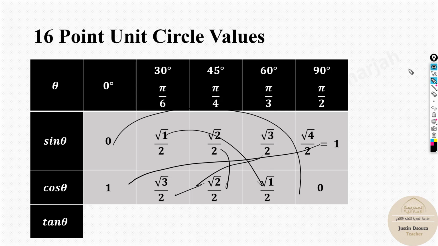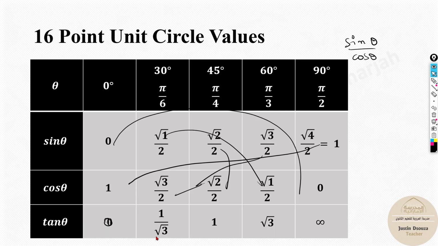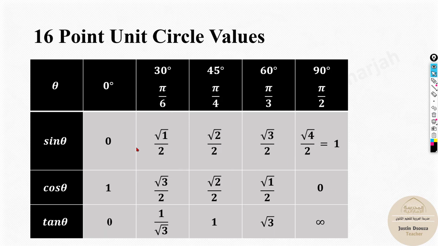What is tan then? Tan is basically sine by cos theta. Now just divide. What is sine 0 divided by 1? It's 0. Now you can start dividing. It will be root 1 by root 3, so it will be 1 by root 3. You're just dividing them.